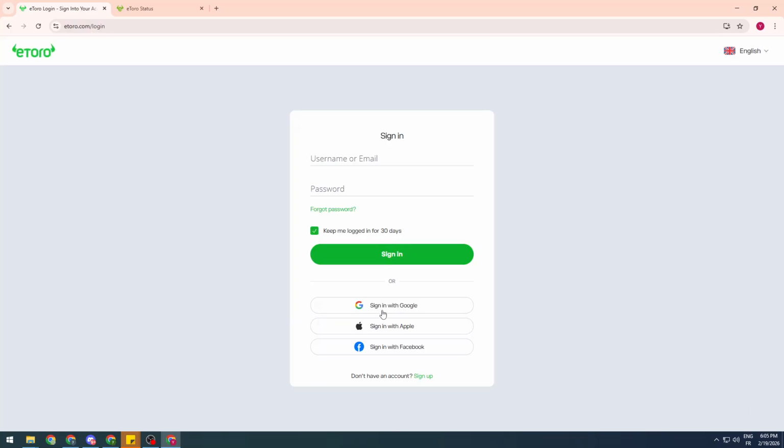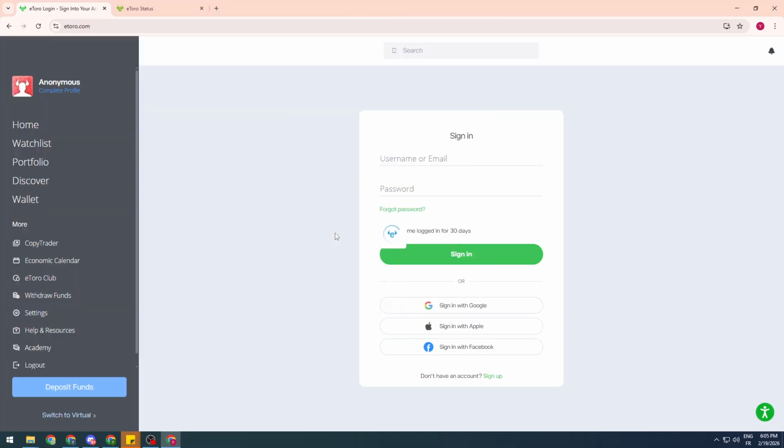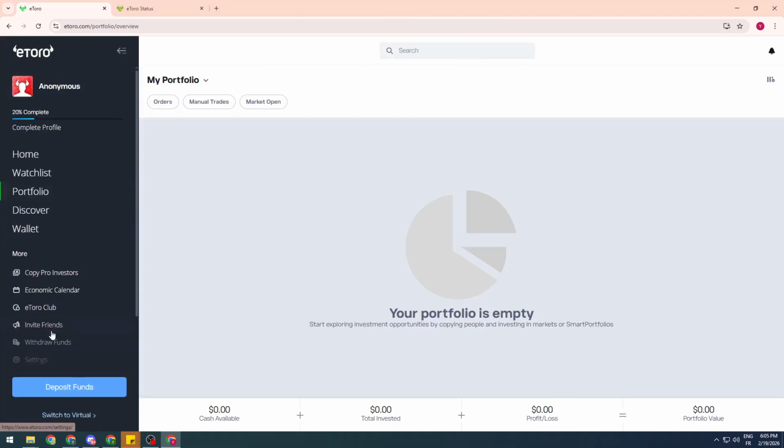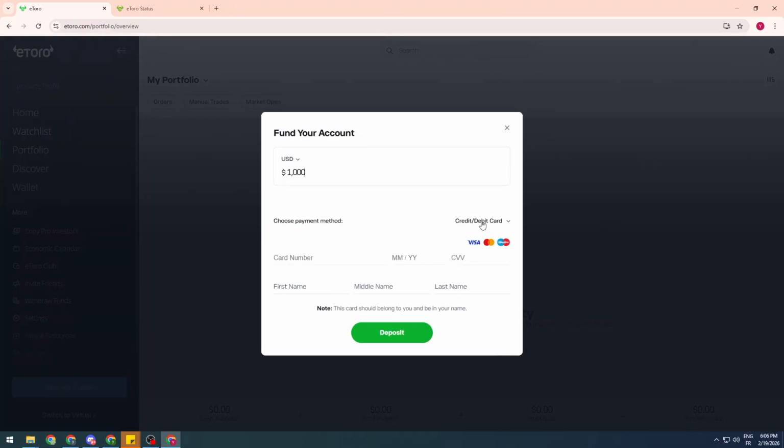So let's go and log into my account real quick so I can show you first of all the different payment methods that exist in this platform. So there are several ones, so let me just show you here real quick. When you try to deposit funds, they will give you several ones. They will accept Skrill, Neteller, bank transfer, and credit debit card.